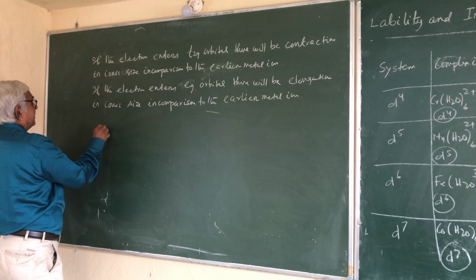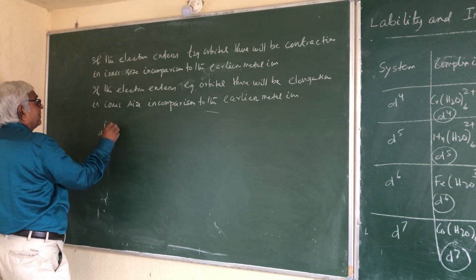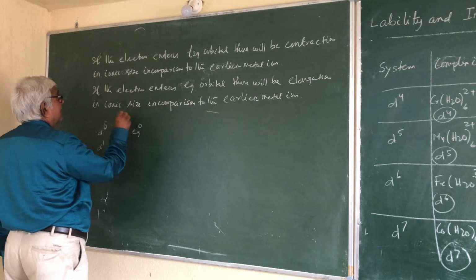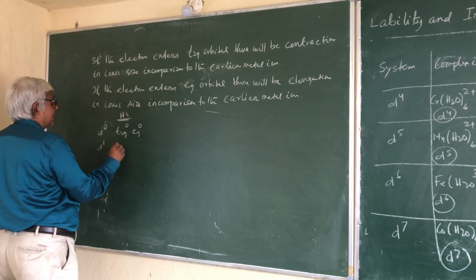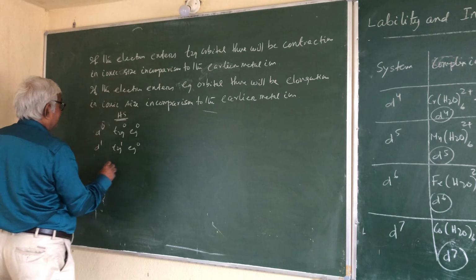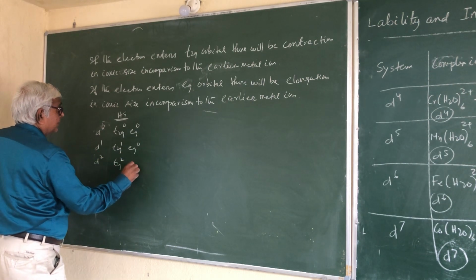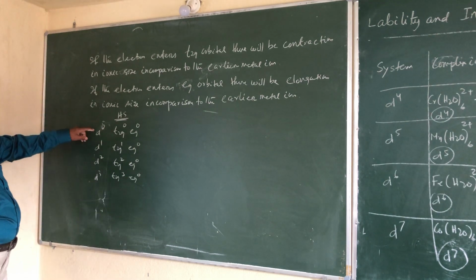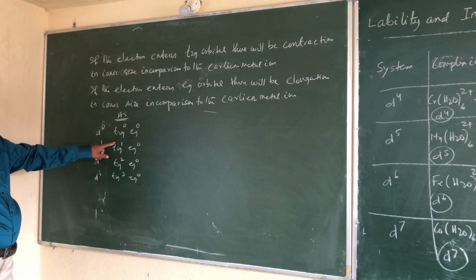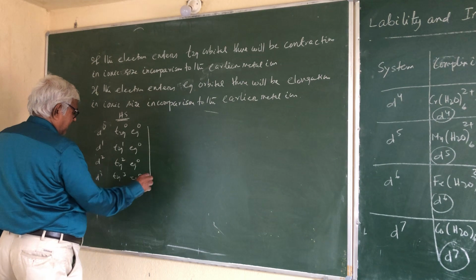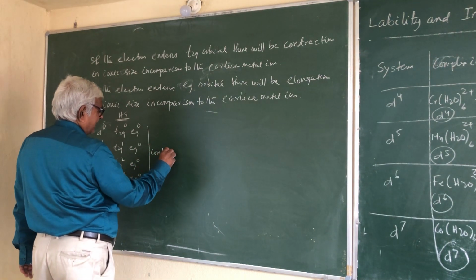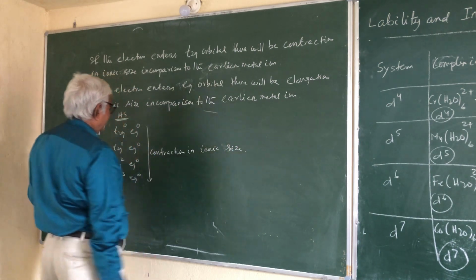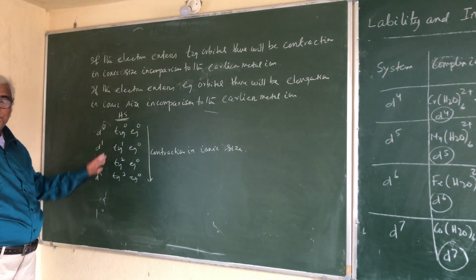So we will consider d0, t2g0 eg0. d1, high spin, we are considering all high spin situations: t2g1 eg0. d2, t2g2 eg0. d3, t2g3 eg0. So from d0 to d3, the electron is entering the t2g level, so there will be contraction in ionic size, up to the d3 system.